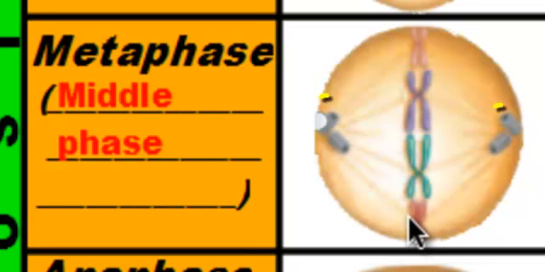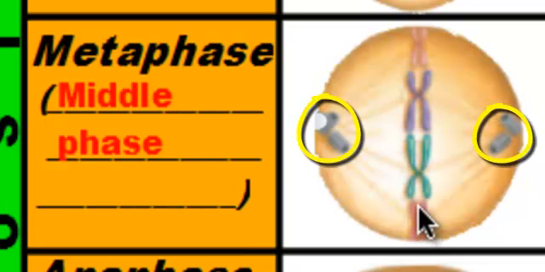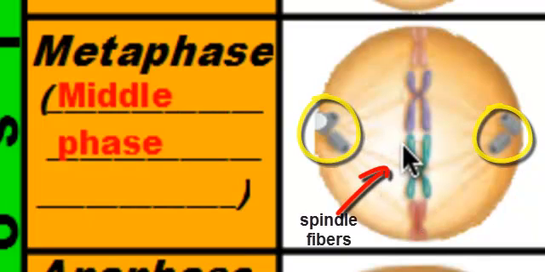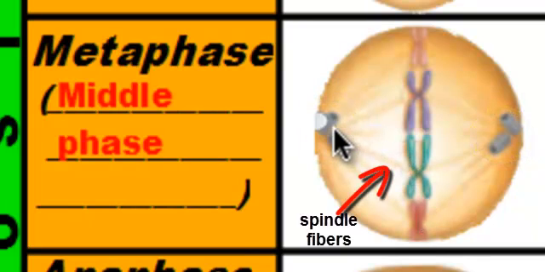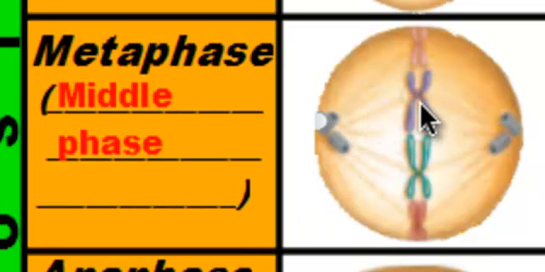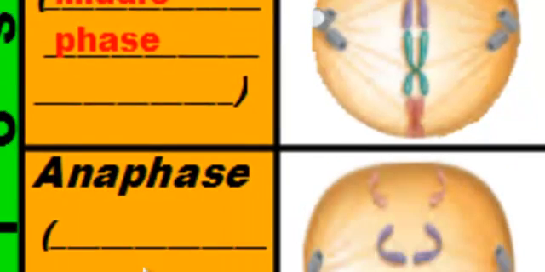What you'll also notice is that the centrioles, when they move to the opposite ends of the cells, they also form these fibers called spindle fibers. So these spindle fibers move across and attach to the chromatid pairs at a point called the centromeres. So now our chromatid pairs are attached to the centrioles by these spindle fibers at the centromeres. Once that happens, we move on to the next phase called anaphase.